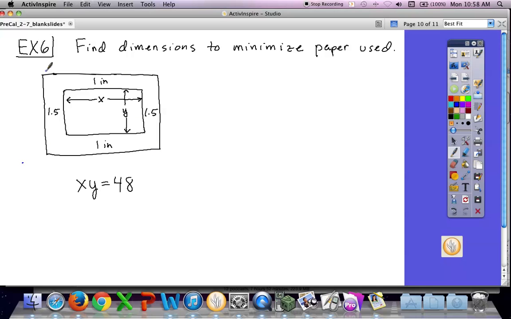If I call this our length, and this our width, then the area is the length times the width. Now let's substitute with expressions of X and Y. What is the length? It's X plus 1.5 plus 1.5. It's X plus 3. So the L is X plus 3. What is the W? Y plus 2.